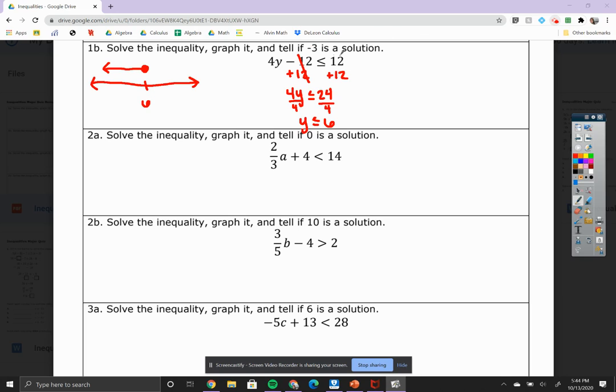Now to tell if a number is a solution, we need to take what we have when we solve it. So y is less than or equal to 6. And I replace my variable with whatever number it's asking about. So I'd replace y with -3, which gives me -3 is less than or equal to 6. So we need to decide if that's true or not. Since -3 is less than 6, this is true, which means -3 is a solution.